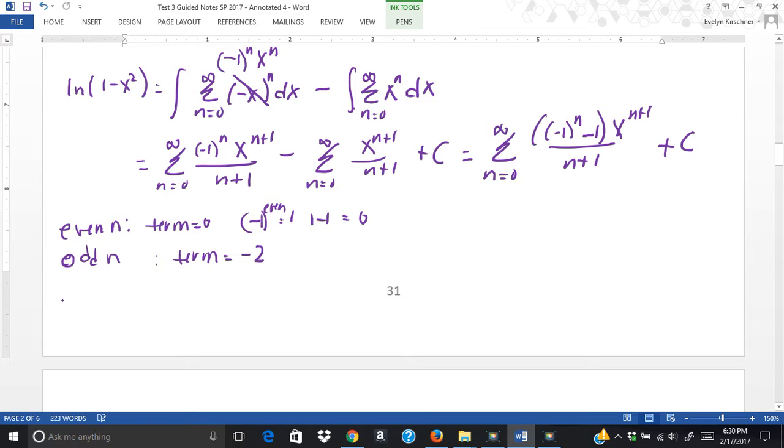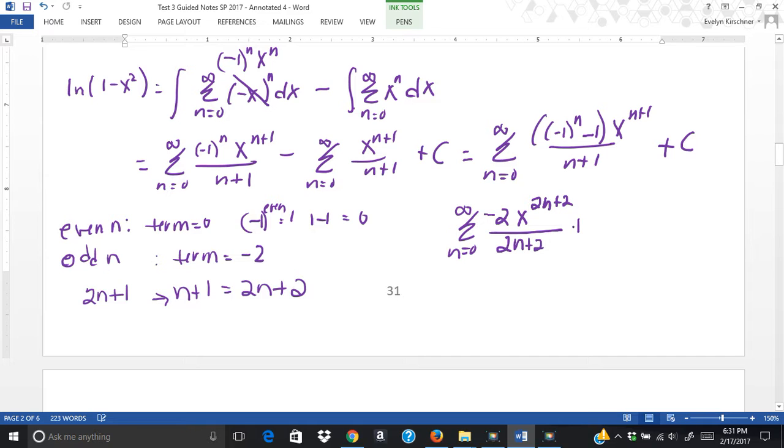So now I really have, I also want to know, if I want to go from 0 to infinity and express n as something odd, then I express it as 2n plus 1. So that tells me that n plus 1 is 2n plus 2. So now I have the sum n equals 0 to infinity of negative 2 x to the 2n plus 2 over 2n plus 2 plus c.